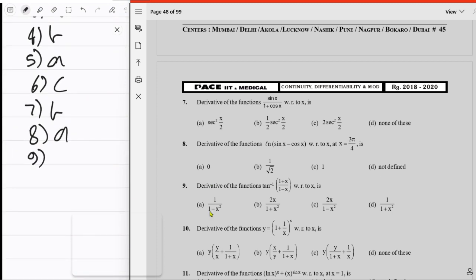9th is the derivative of the function tan inverse of 1 plus x upon 1 plus x with respect to x is. Why does it look like I've seen that somewhere? What about just say x equal to tan theta, then this is like tan of pi upon 4 plus theta, right? So yeah, just pi upon 4 plus tan inverse of x. I guess you can do that, right?